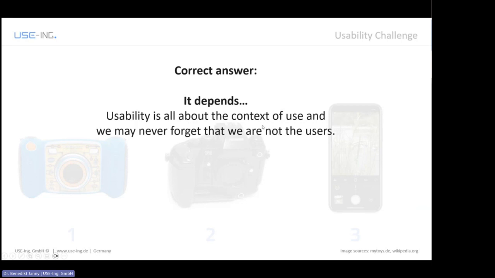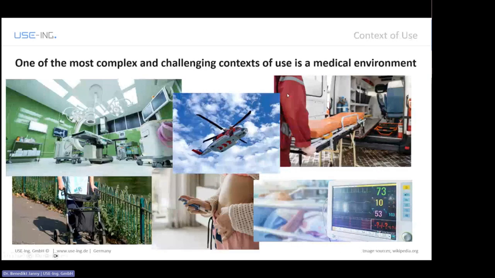So usability is all about the context of use, and we may never forget that we are not the users. And of course, as you all know, the most interesting context of use, the most interesting use environments we find in the medical world, especially in the medical device world. There's a lot of complexity and challenges in our context of use, and therefore medical devices must perform reliably under various conditions, often critical and high pressure situations.